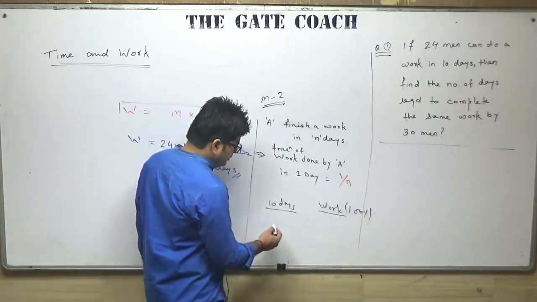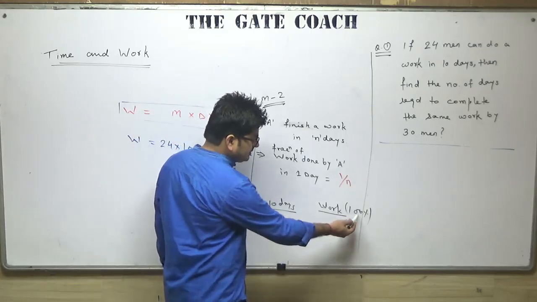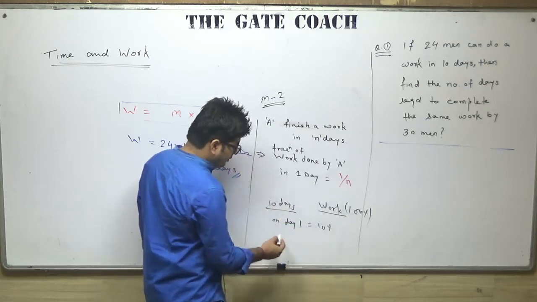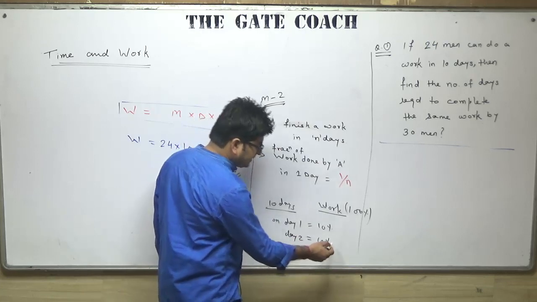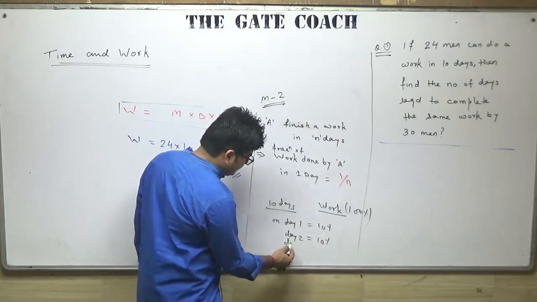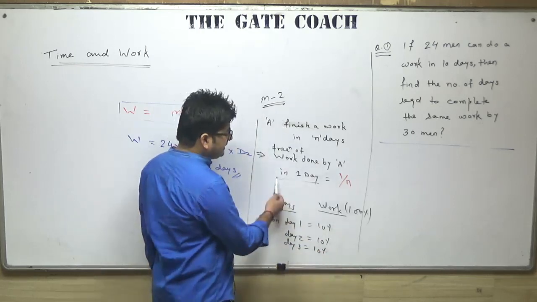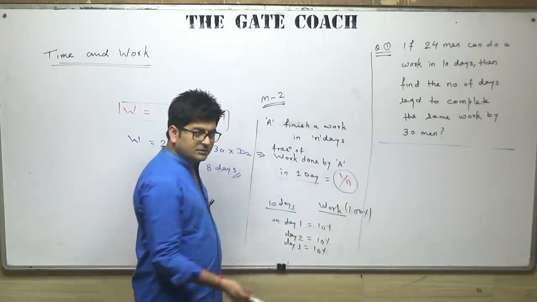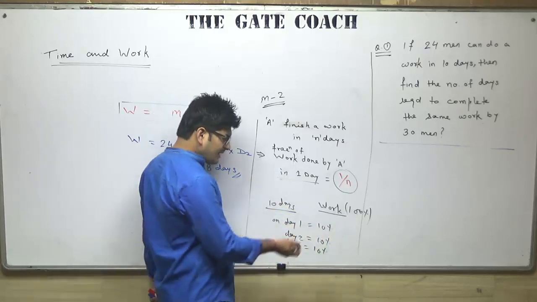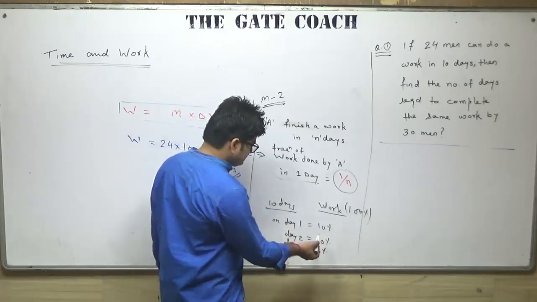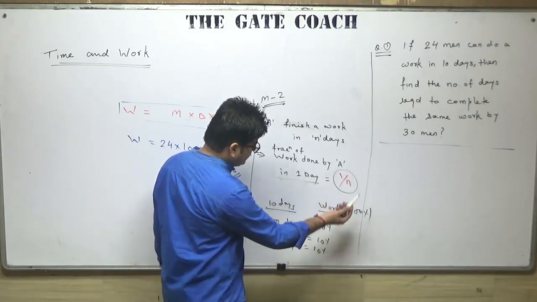So on day 1 he will complete 10% of the work. On day 2 he will complete 10% of the work. On day 3 again 10%. Means in 1 day he completes 1 by n of work. So total work is 100%, so in 1 day it will be 100% divided by 10.